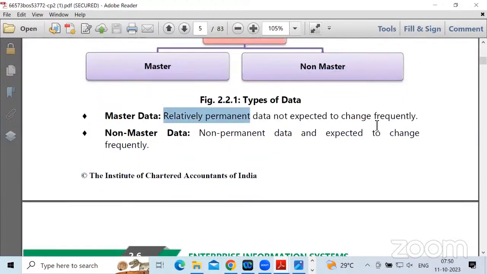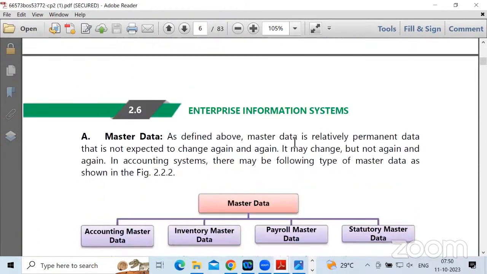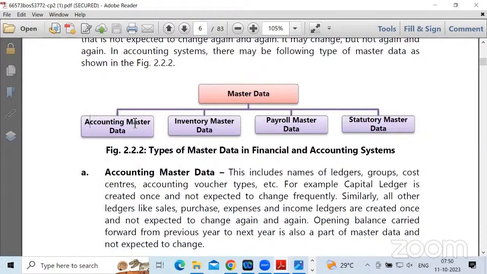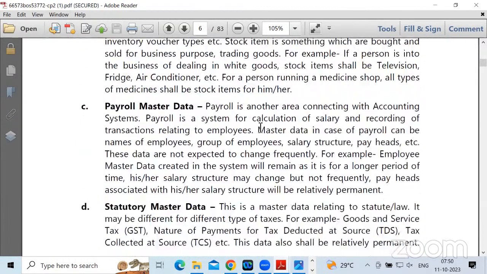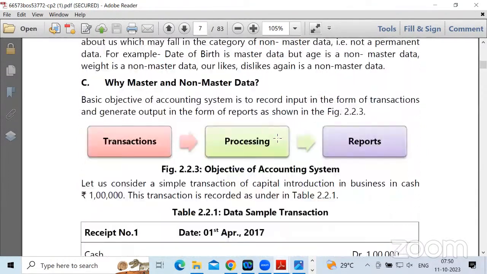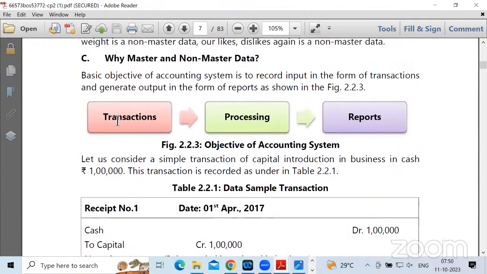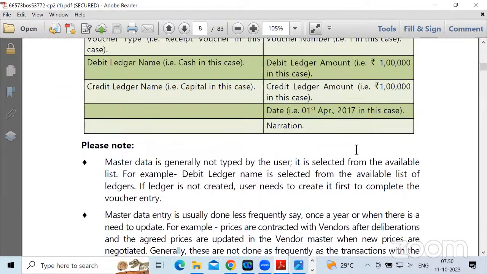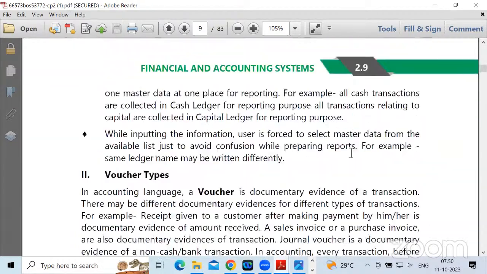non-master data. Master data is relatively permanent. Non-permanent data is expected to change frequently. So some examples given: accounting data, inventory master. Now we have seen inventory, payroll data, as well as statutory master data. Statutory here means GST, TCS, TDS, etc. So normally a transaction is processed and the balance sheet or profit loss account is prepared. So that is input, process, output.